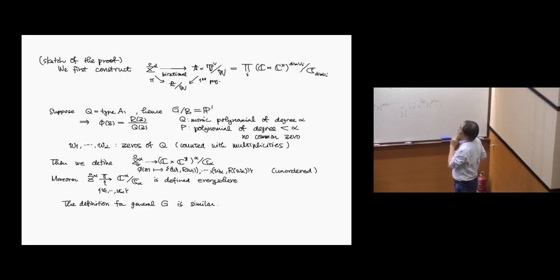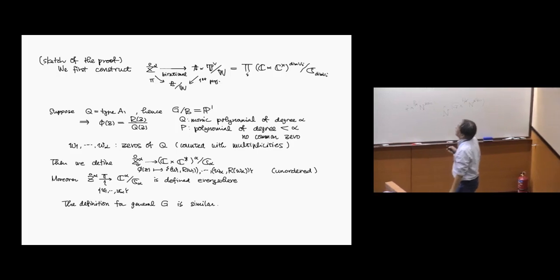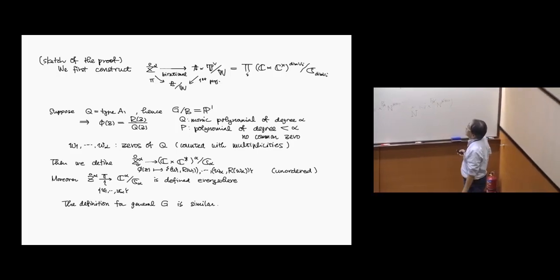So then R of w1 is not zero, so it's an element in C star. Or also R of w_alpha. So you also remember w_alpha. So you have an element in (C cross C star) to the power alpha. But the ordering among the w_i's is irrelevant. So everything should be considered up to ordering.